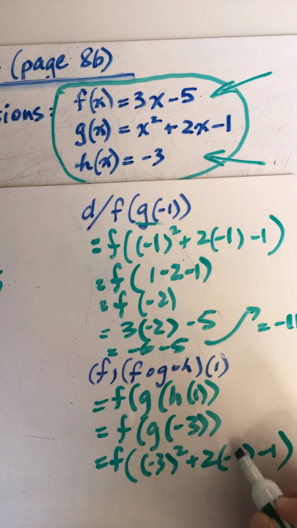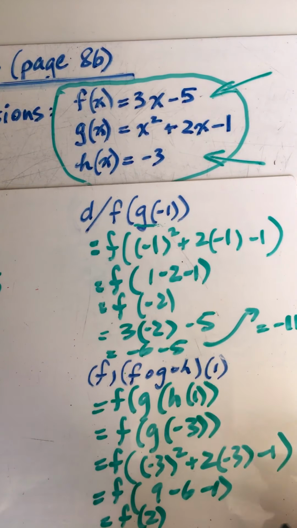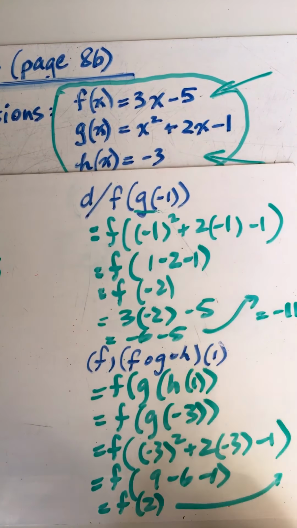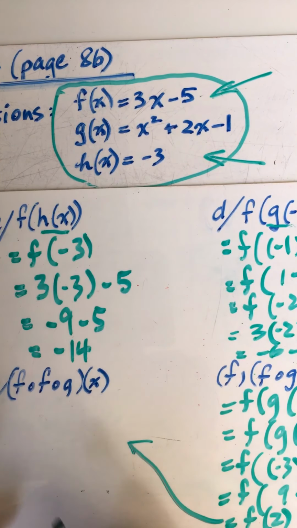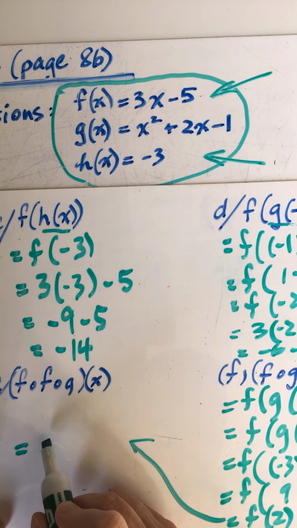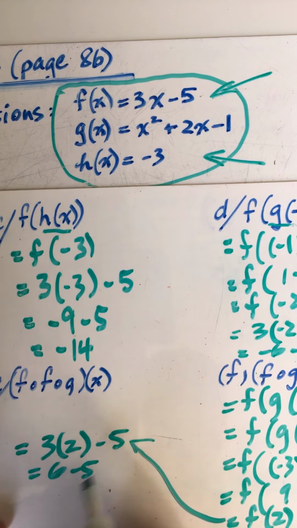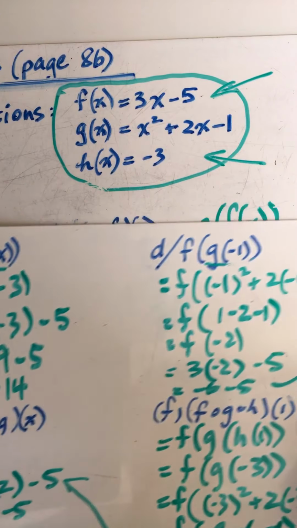Negative 3 in each of these places, which is f of 9, subtract 6, subtract 1, which is f of 2. We need to do that then. I would prefer if you take an arrow and go up in that direction, but I don't have space on this whiteboard, so I'm going to go back here. So f of 2, we need to look at the f function, which is 3x, subtract 5. Put a 2 in there, so 6 minus 5, which is 1. Number in, get a number out.